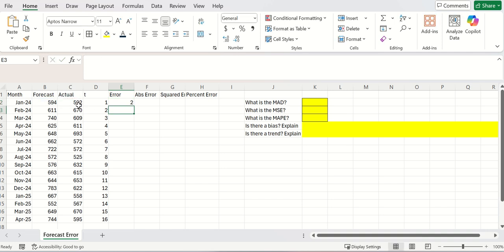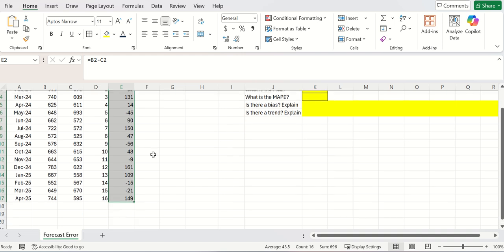In this case, we forecast 594. 592 is what actually happened. We over forecasted by 2. Another concept here is that we need to look at the absolute error. And the reason for looking at the absolute error, if I extend all the way to the bottom on my errors, you see that sometimes I have a positive value, sometimes I have a negative value.